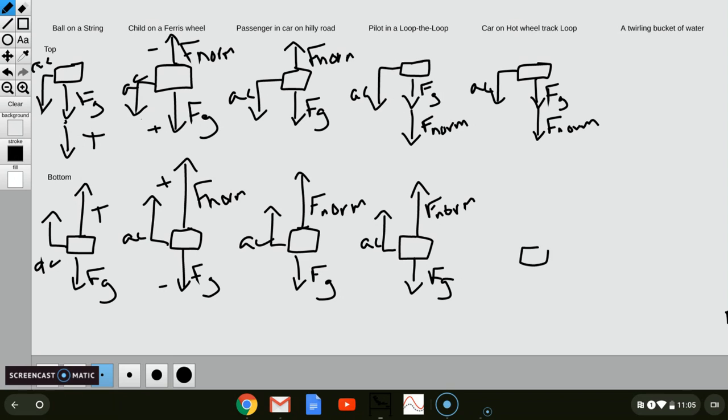At the bottom, force of gravity will be down. The normal force will be up, because then at the bottom of the track, the track is under the car, and so we get a centripetal acceleration up.